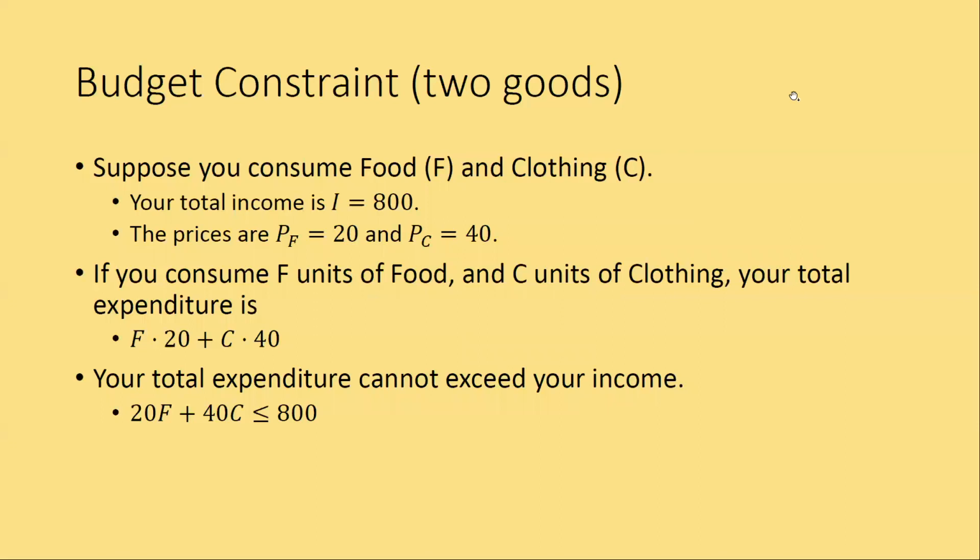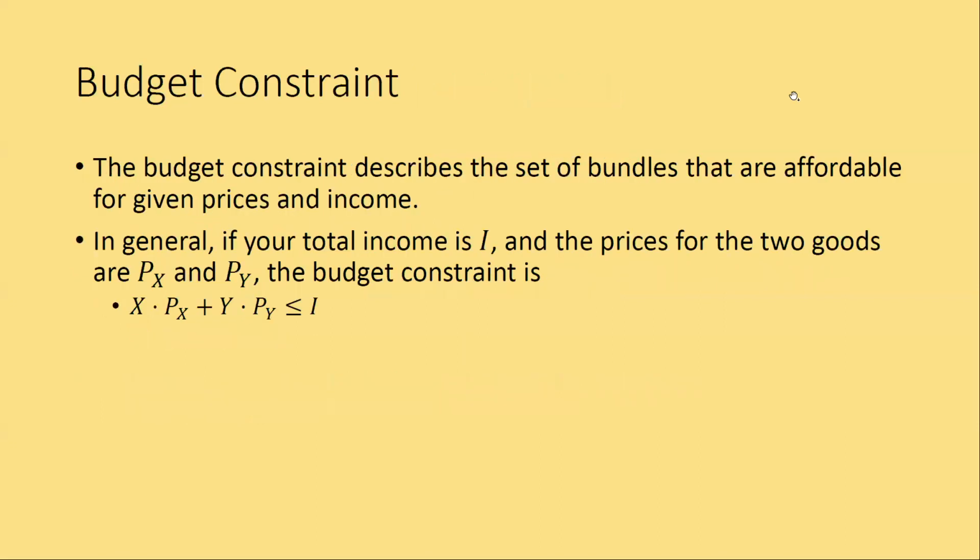Everything is very intuitive. The definition of budget constraint is that it describes the set of bundles that you can afford for given prices and income. So more generally speaking, if you have a total income of I, and the prices of the 2 goods, X and Y, are PX and PY respectively, then your budget constraint is described by the inequality X times PX plus Y times PY must be less than or equal to your total income I.